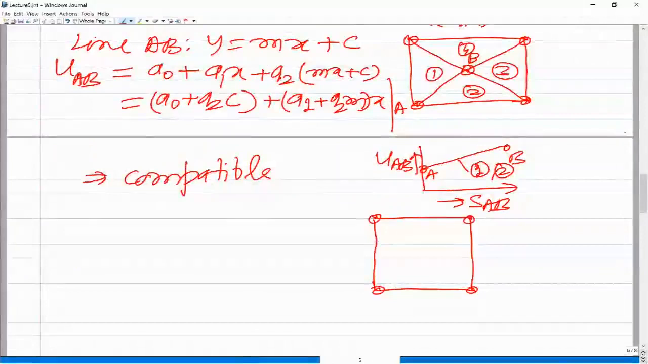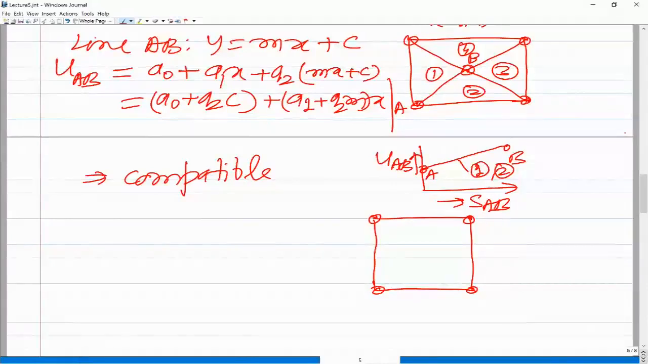Sir, I could not understand the last part, like, how did you conclude through the graph that this is compatible? See, I am saying that the variation of u or v along AB is linear in x. So the variation of u, if you plot it along line AB, is linear in both elements, element 1 and 2.